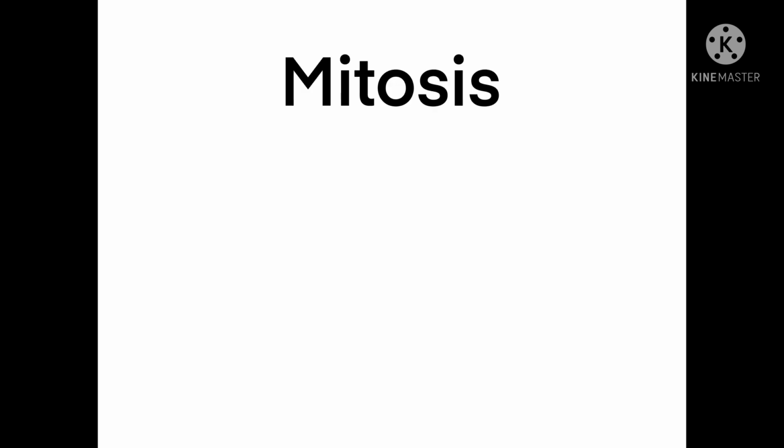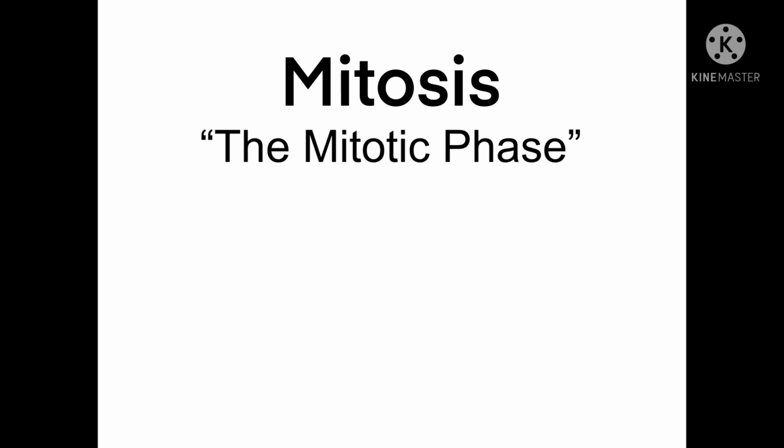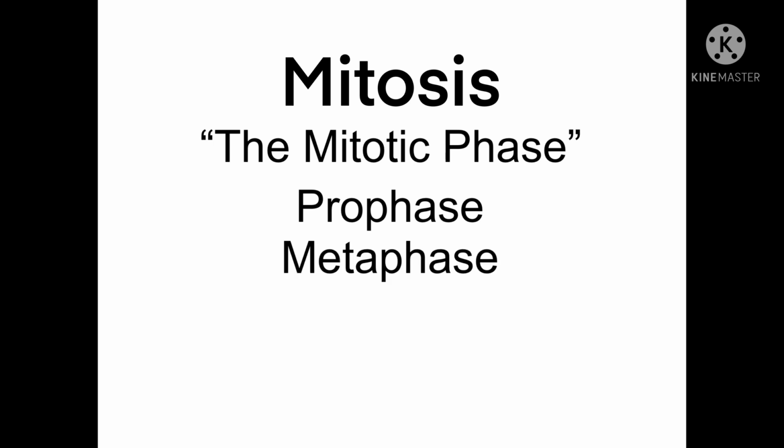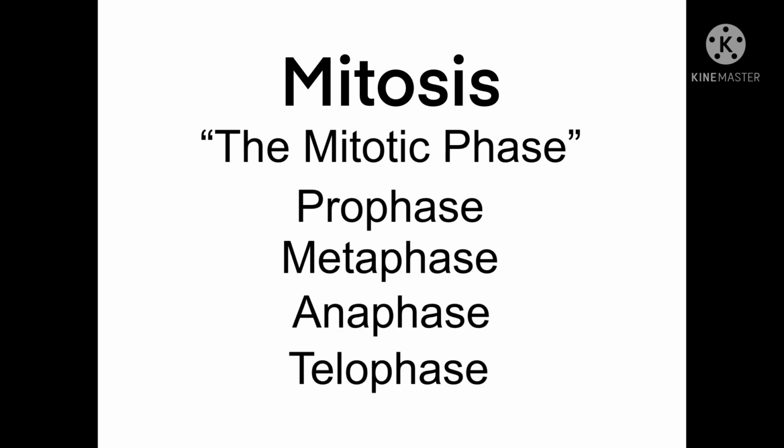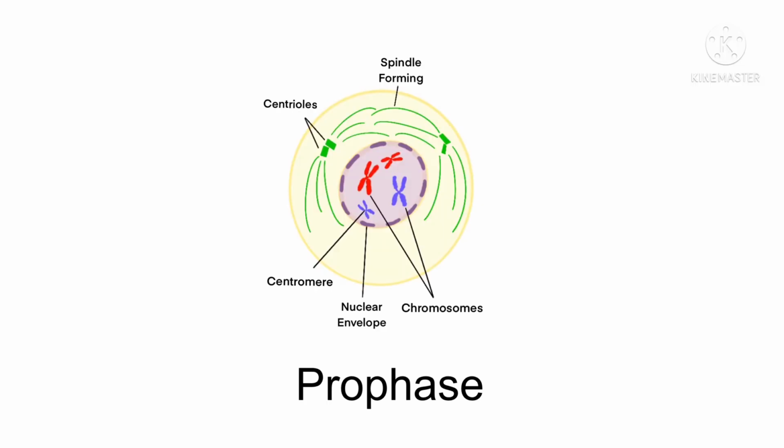Mitosis, also called the mitotic phase, is divided into four main parts. The first being the prophase, metaphase, anaphase, and telophase, also known as PMAT. The prophase is the first stage of mitosis in which the nuclear envelope begins to break up and disappear, like your dad.